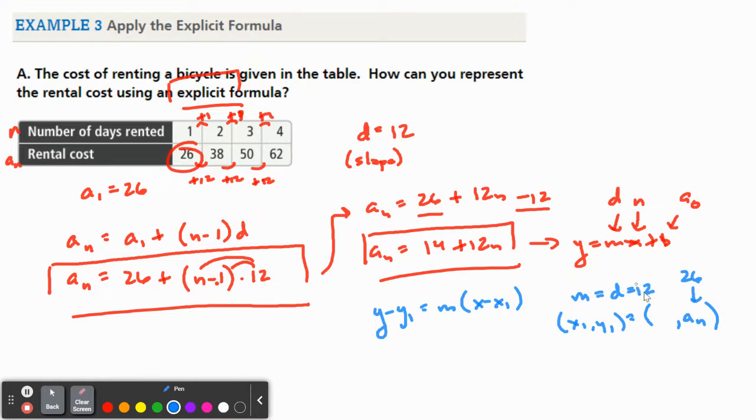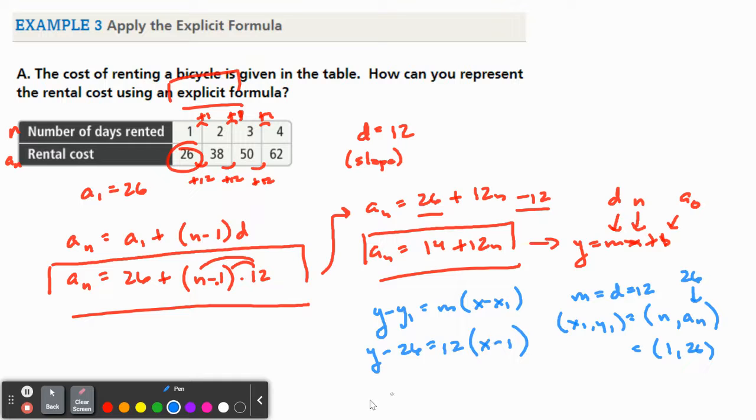This is your term number, and this is your term value. So we're going to use 1, 26. And I'm going to plug this into our point-slope form. So y minus your y1, which is 26, equals m, which is 12, your common difference, times x minus your term number, which is 1.